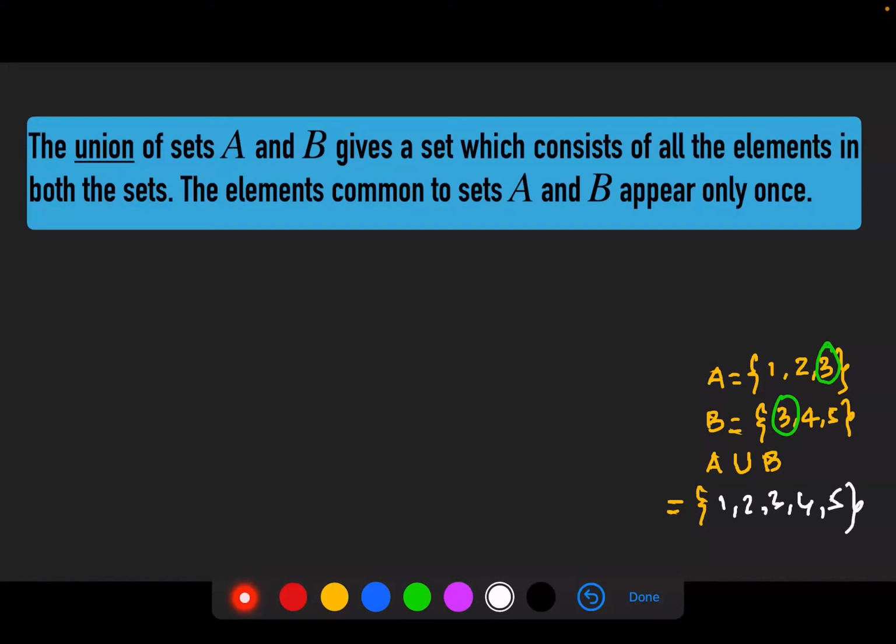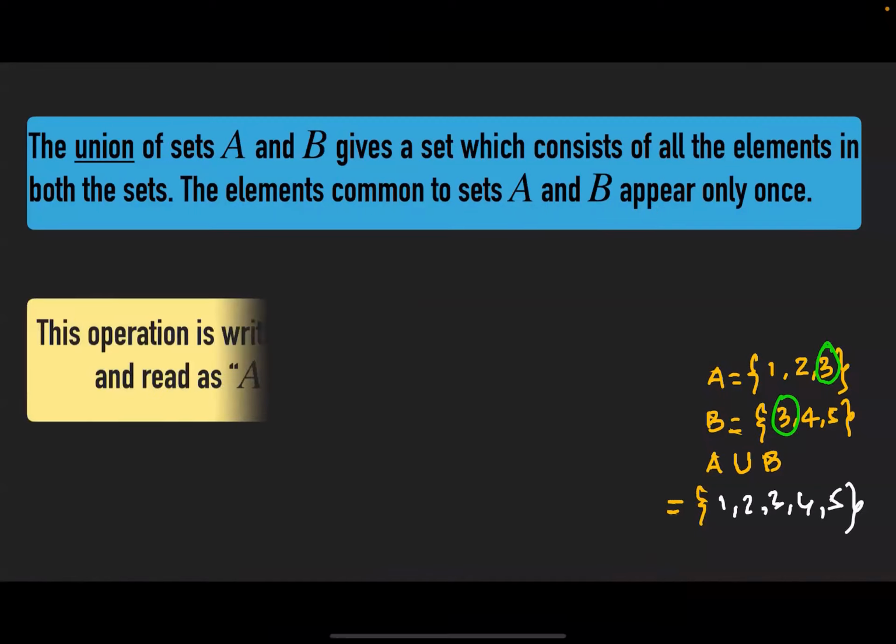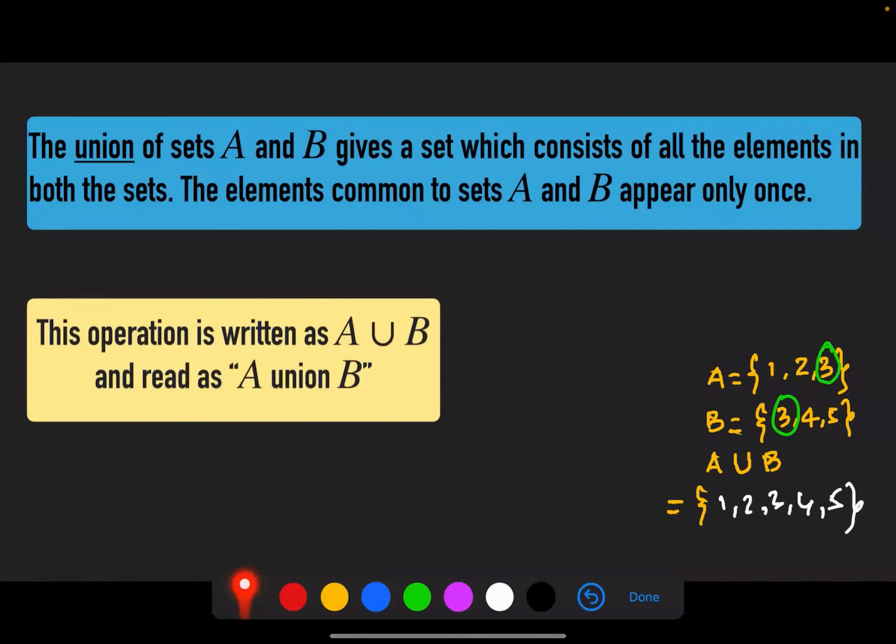Are we okay here? Okay, so the elements common to sets A and B appear only once. So this is the idea. The operation is written as A union B, and then how do you read it? A union B. Are we okay about this operation? Yes, okay.